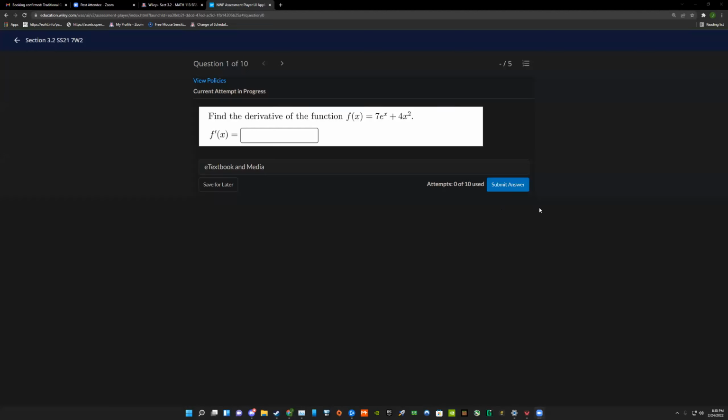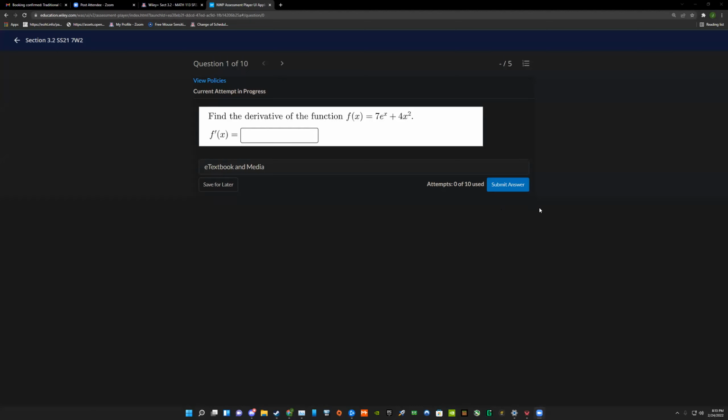Okay, find the derivative of this. Let me just snip this into my screen. Some of this is review, some of this is new stuff. So let me share my screen and we can talk about that. The one that is familiar is this 4x squared. The derivative of 4x squared, we were doing that last time. Remember the power rule? You bring that 2 down, you multiply it, and then you subtract 1 from the exponent.